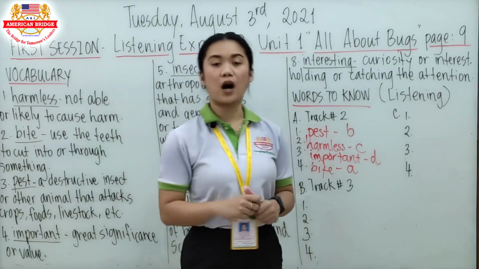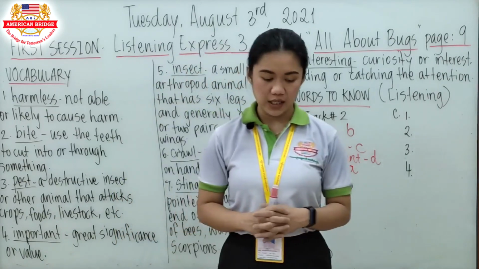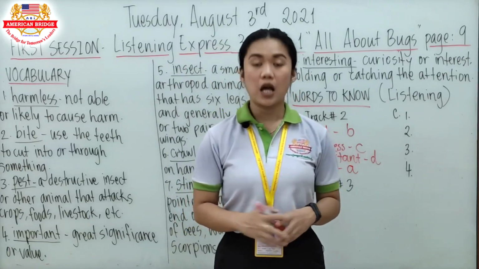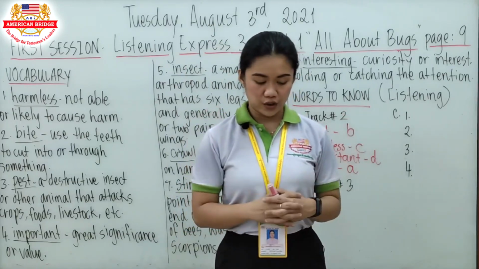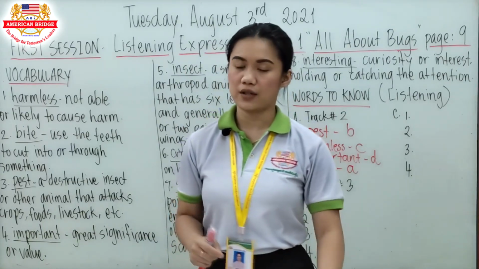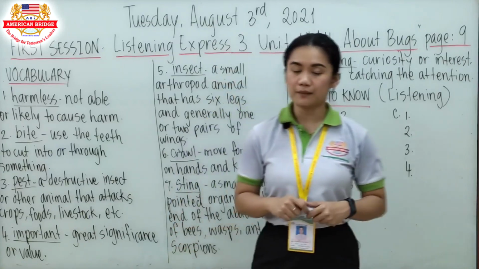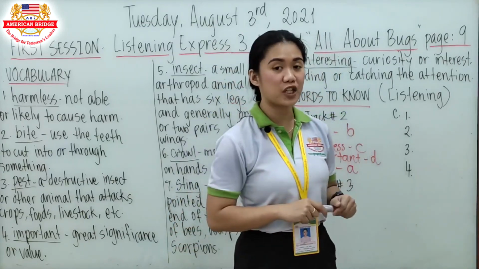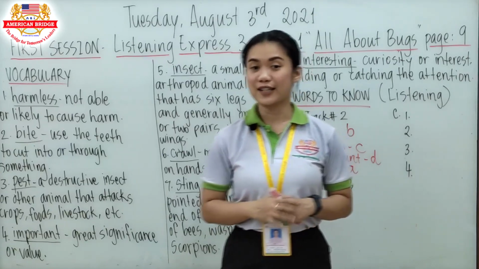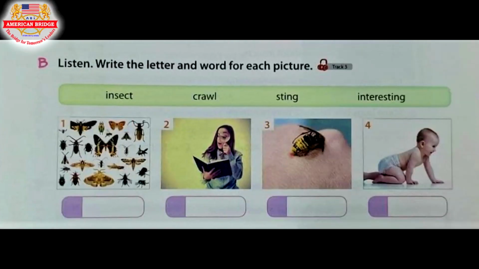Now let's move on to our second listening, part B, or words to know B. Listen and write the letter and word for each picture. So you know already how to answer this part B, right? You're going to look at the picture, write the letter and write the word as well. So let's start. Words to know B. Listen. Write the letter and word for each picture.